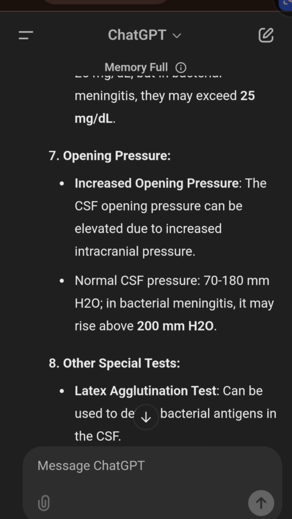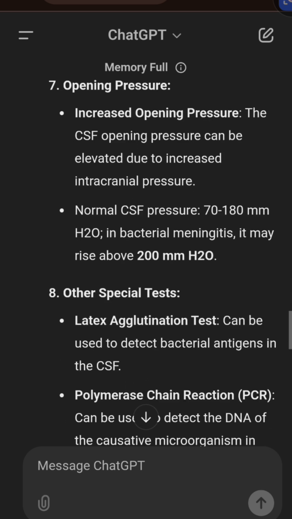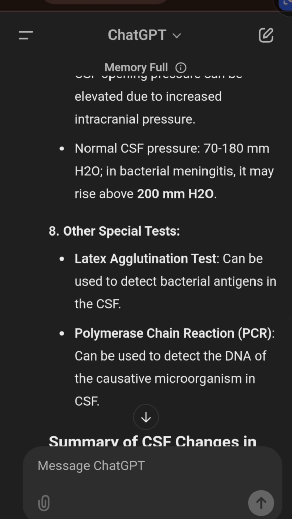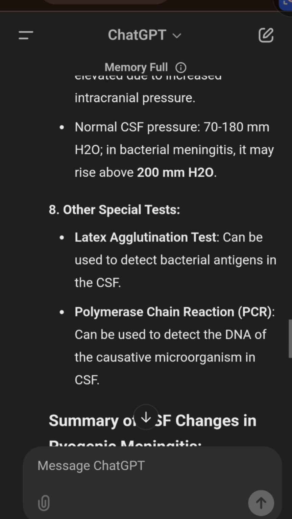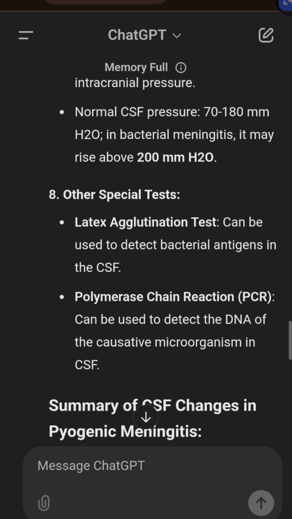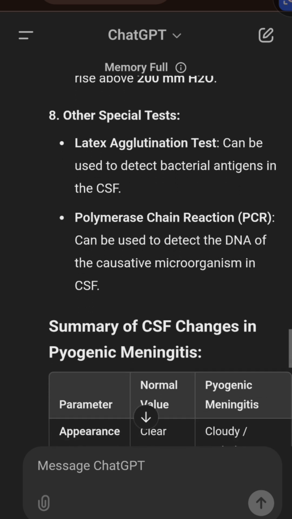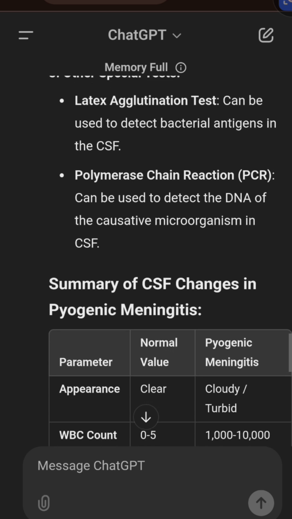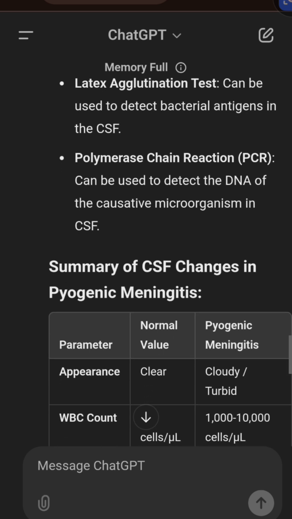Opening pressure: increased. The CSF opening pressure can be elevated due to increased intracranial pressure. Normal CSF pressure is 70 to 180 mm H2O. In bacterial meningitis, it may rise above 200 mm H2O. Other special tests: latex agglutination test can be used to detect bacterial antigen in the CSF. Polymerase chain reaction (PCR) can be used to detect the DNA of the causative microorganism in CSF.